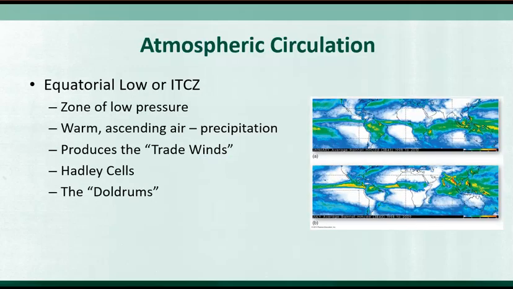When we look at the globe as a whole, we find that there are important pressure belts on the planet that create important wind patterns that lead to atmospheric circulation.